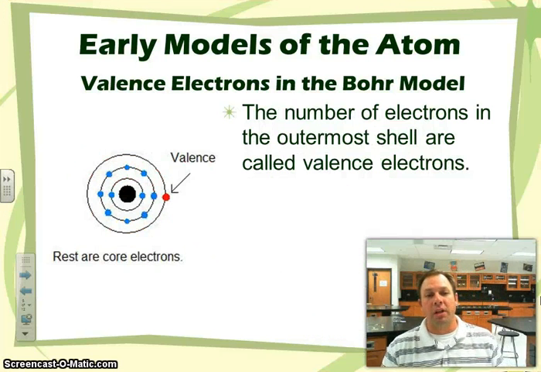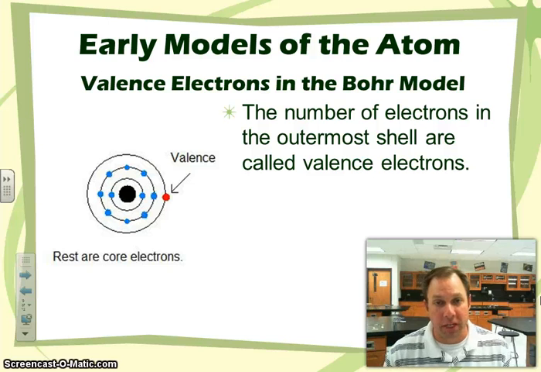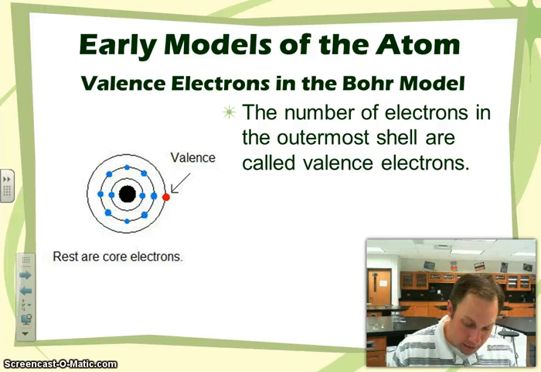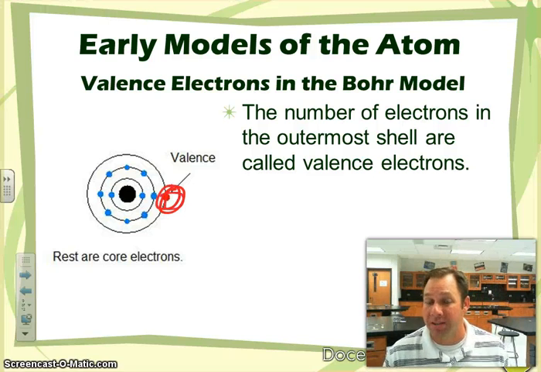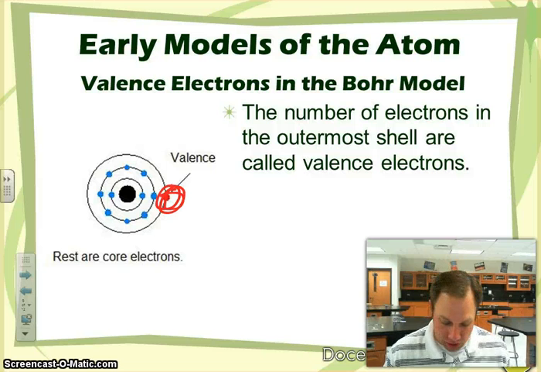Now, another thing going along with our shells and where our electrons are located are called valence electrons. Valence electrons are the electrons in the outermost shell. It's the number of electrons we find in the outermost shell of the atom.